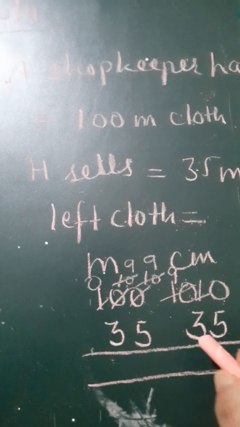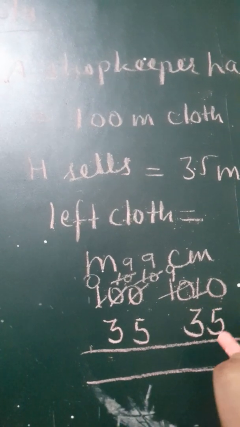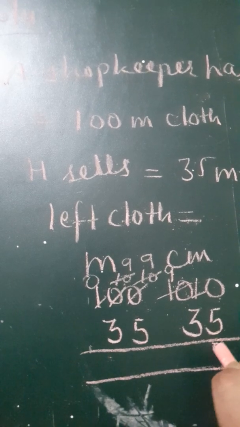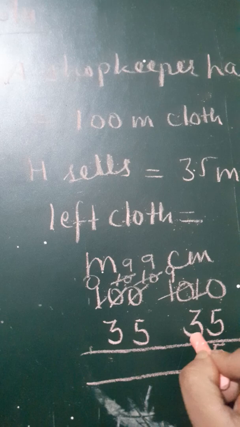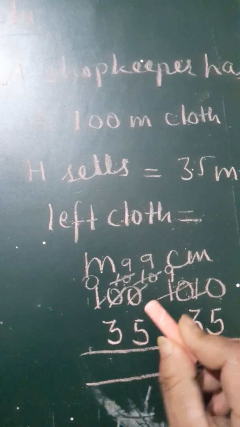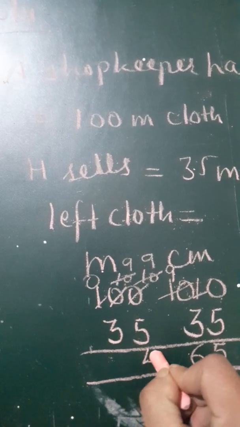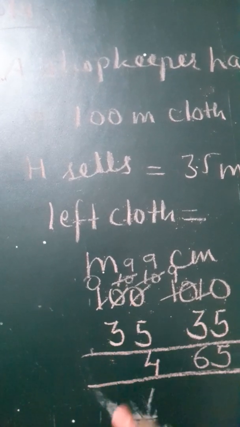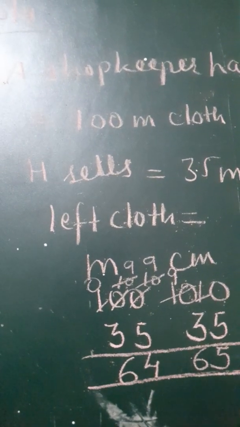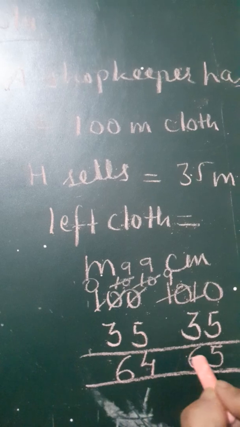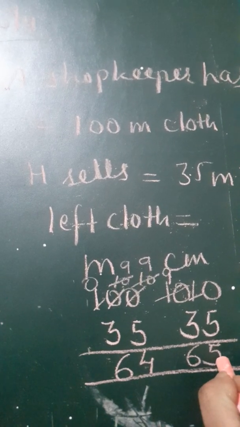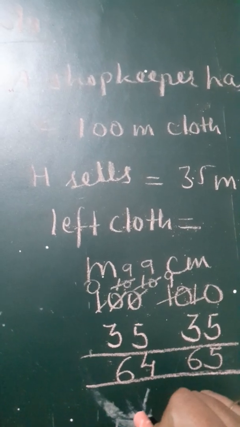Fine. Now we can easily subtract. Here 10, here 5. Subtract 5 from 10, we'll get 5. And 3 from 9, we'll get 6. And 5 from 9, we'll get 4. And 3 from 9, we'll get 6. So 64 meter and 65 centimeter cloth is left in the shop.